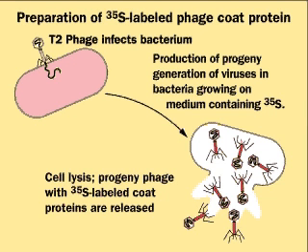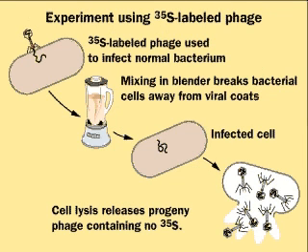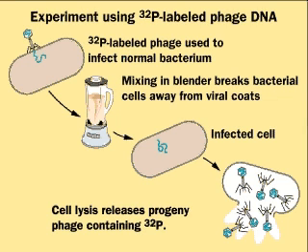They infected bacteria with virus and after a few minutes tossed the mixture into a blender. The blender stripped away most of the S35, that is, most of the protein, but most of the P32, the DNA, remained with the bacteria, suggesting that the DNA is what enters the host cell.